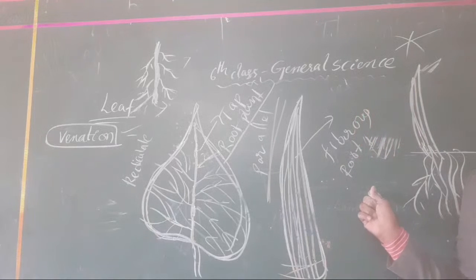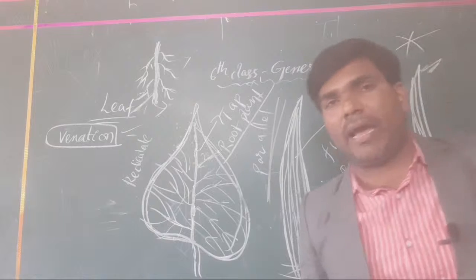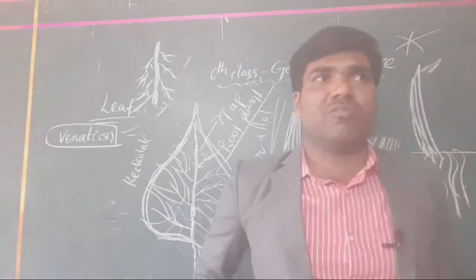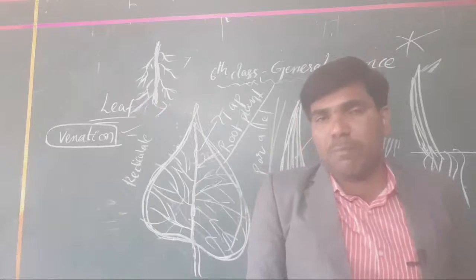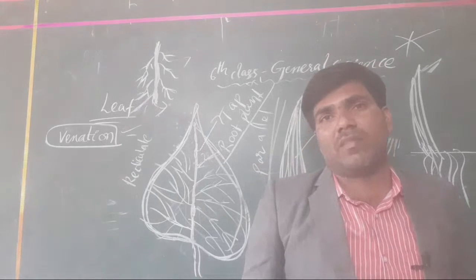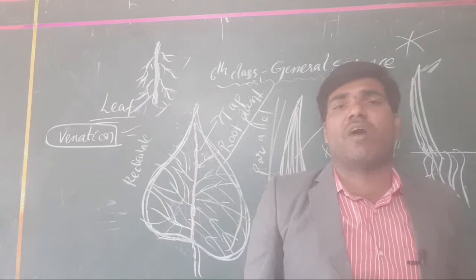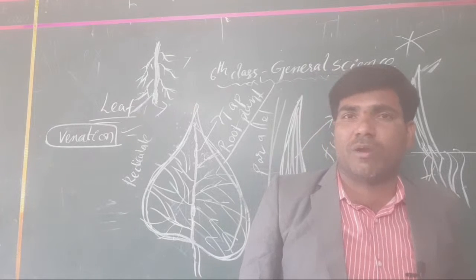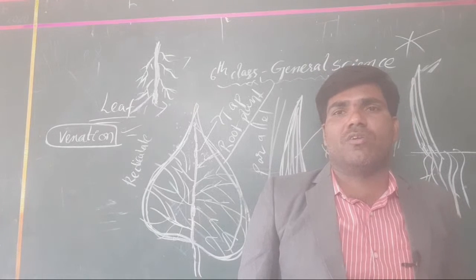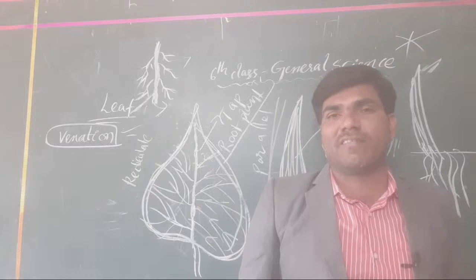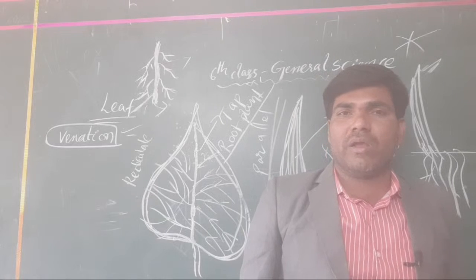Got it or not? The venation is used for the plant, for protection, for giving shape to the leaf, and as well as support for the leaf, like a skeleton in our human body. Okay, clear or not, all the students? It's treated as the skeleton of the leaf. Okay, clear or not, all the students?